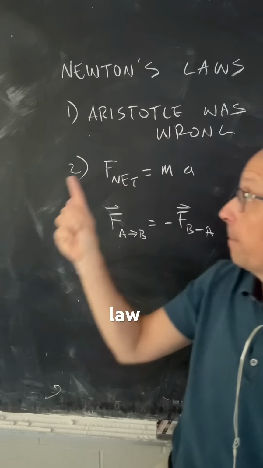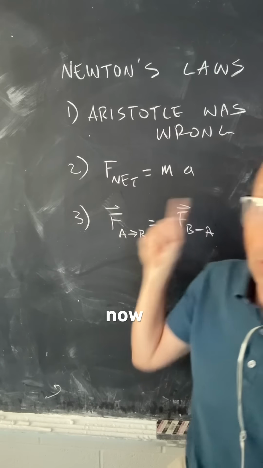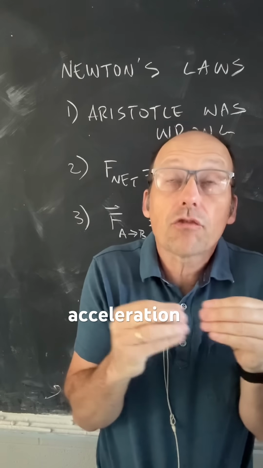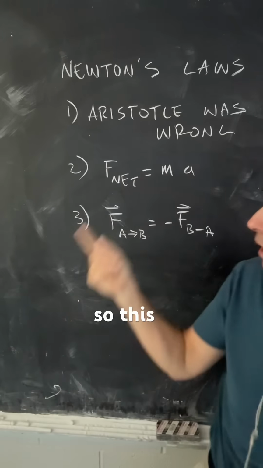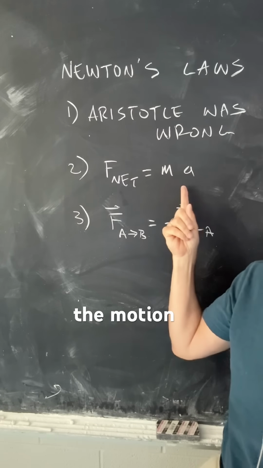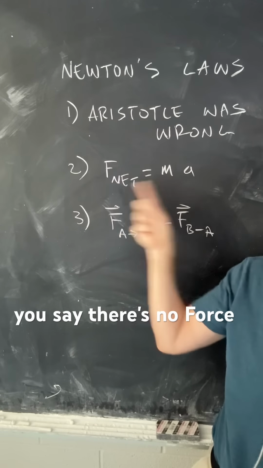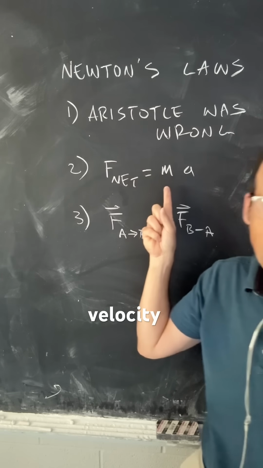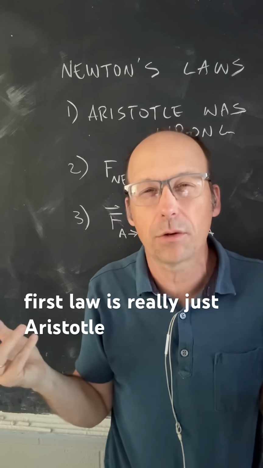Newton's second law says the net force on an object is the mass times acceleration. Now, what is acceleration? Acceleration tells you how the speed changes, how the velocity changes. So this says forces change the motion. And it's kind of the same thing as what the first law says, because if there's no force, there's no change in velocity. So that's why Newton's first law is really just Aristotle was wrong.